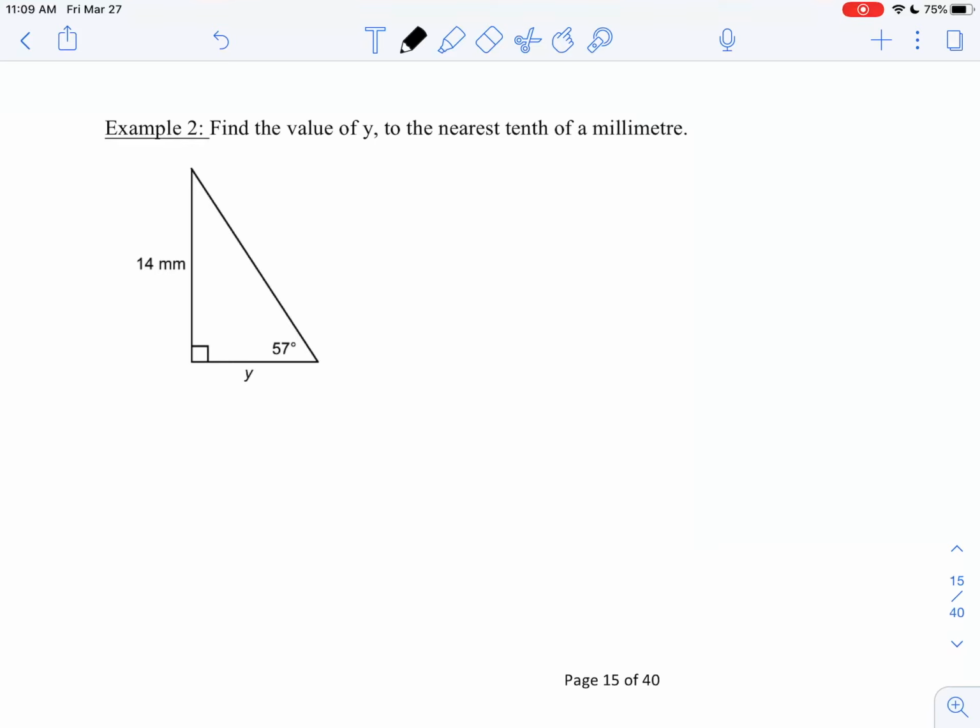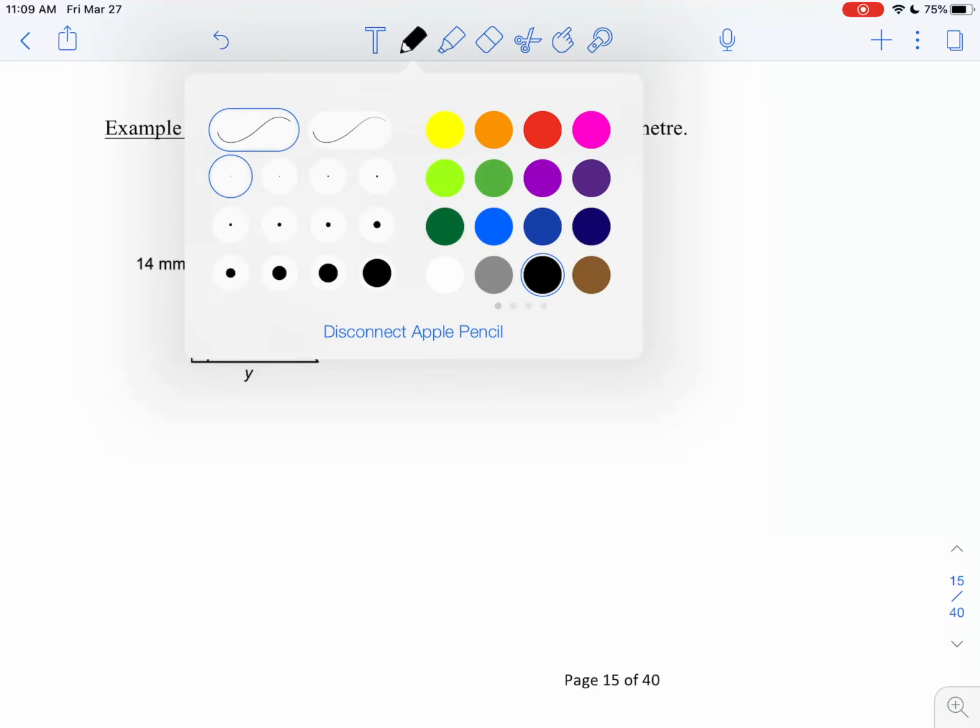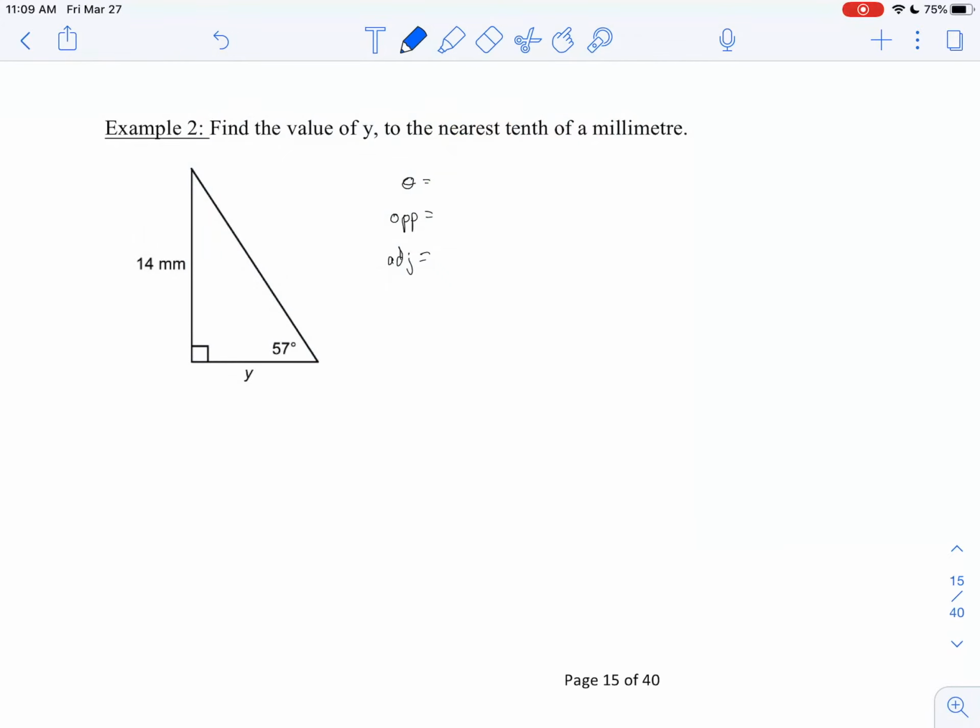So first thing I'm going to do is label my theta, label my OPP, and label my ADJ, my adjacent, because they change every single time depending on what angle we're looking at. So first thing I've got to figure out, where's my theta? My theta is in this bottom right corner of this triangle. So my theta is 57 degrees.